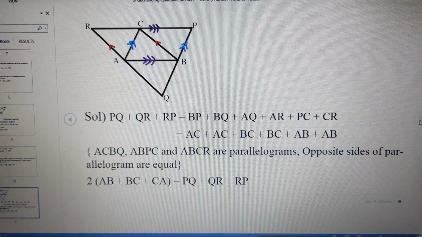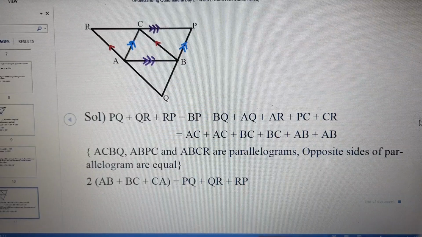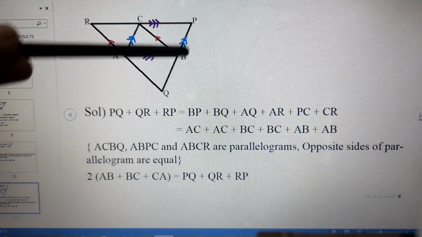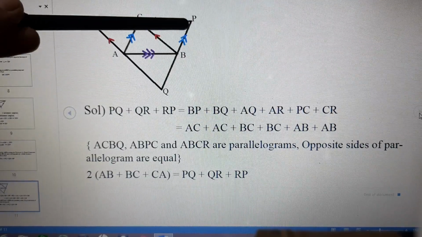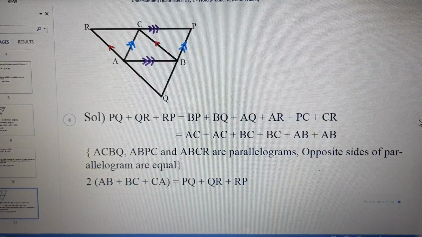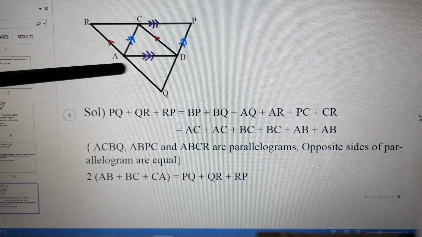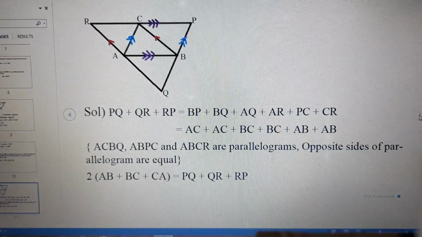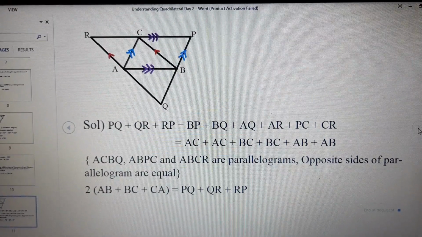Fine. What about that they are equal? This you will study in your higher classes, that when we have this kind of diagram, then B becomes the midpoint of PQ, A becomes the midpoint of RQ, C becomes the midpoint of PR. This is called the midpoint theorem. Are you getting it? You will study in class 9th. So for now, you can understand that ABPC is a parallelogram, ABCR is a parallelogram, and AQBC is also a parallelogram. Okay, and in a parallelogram opposite sides are parallel and equal.